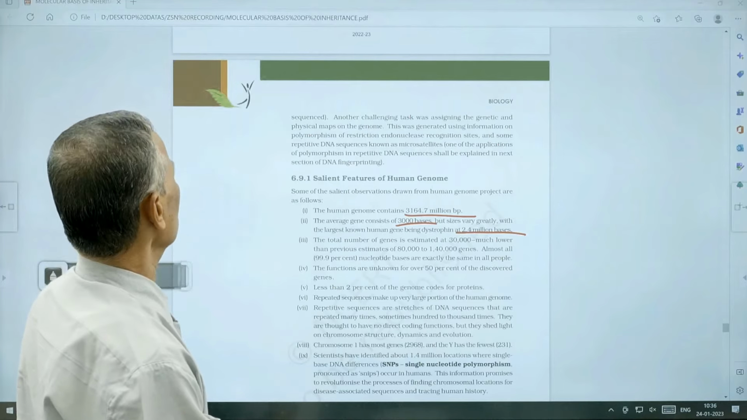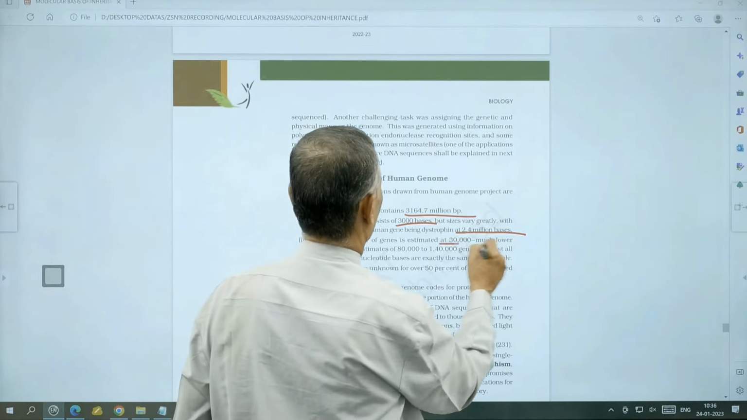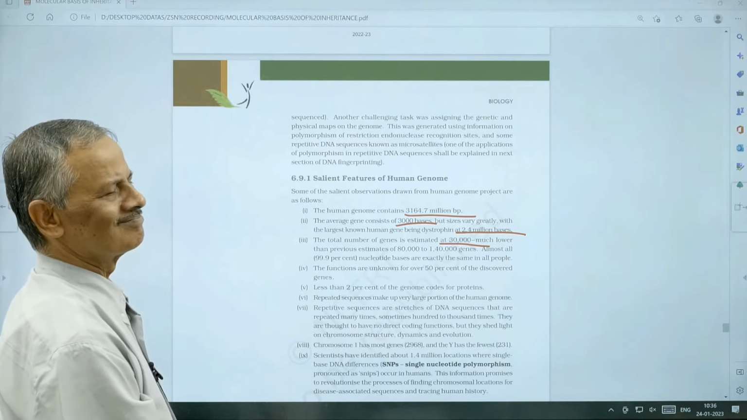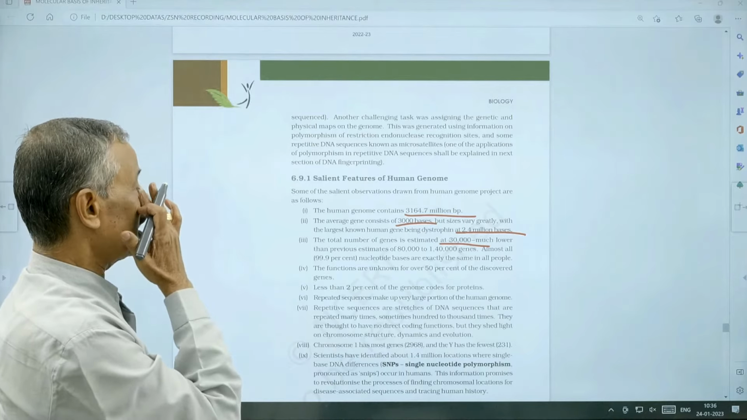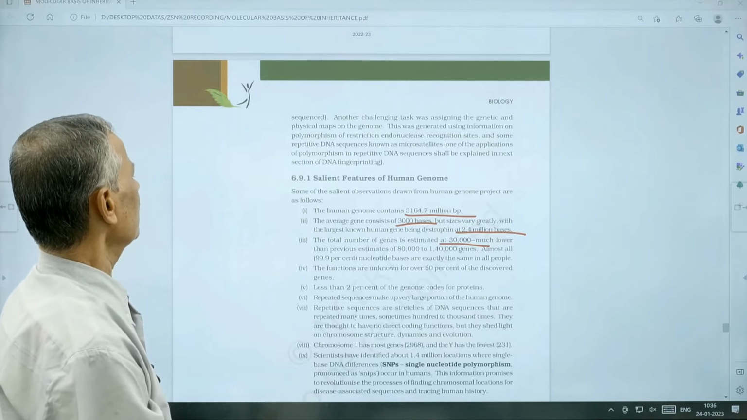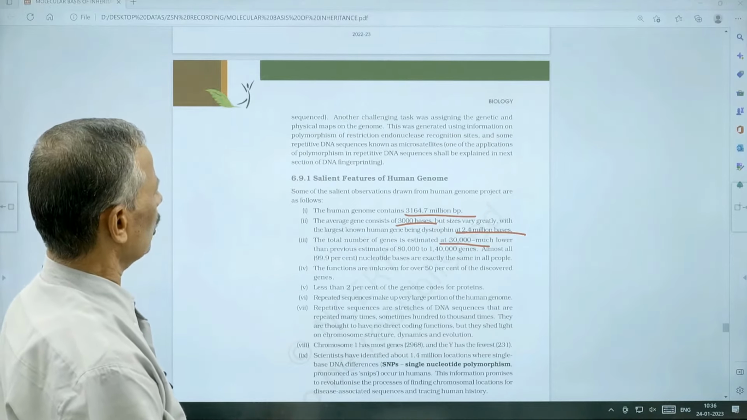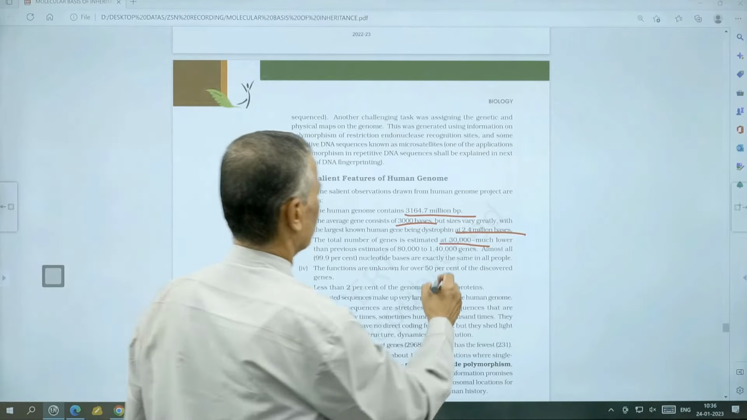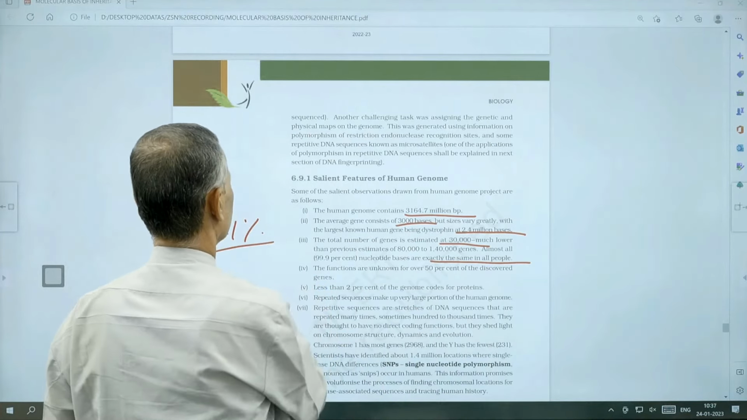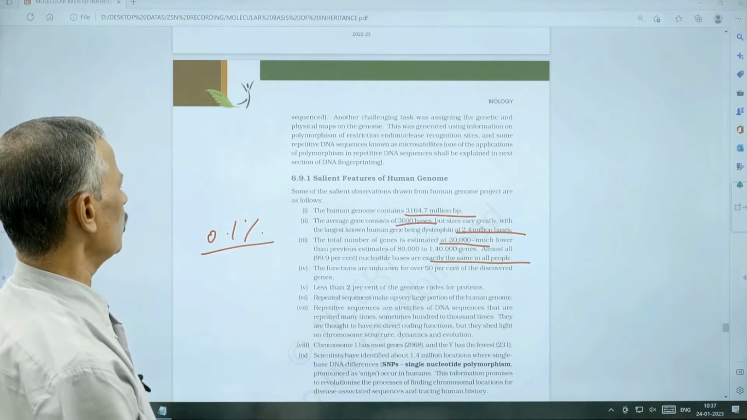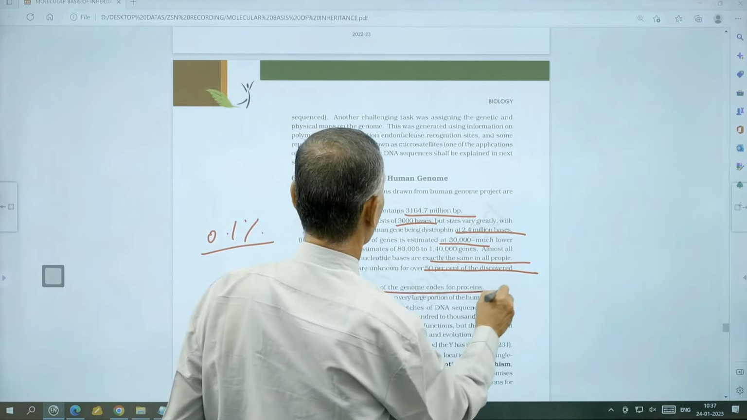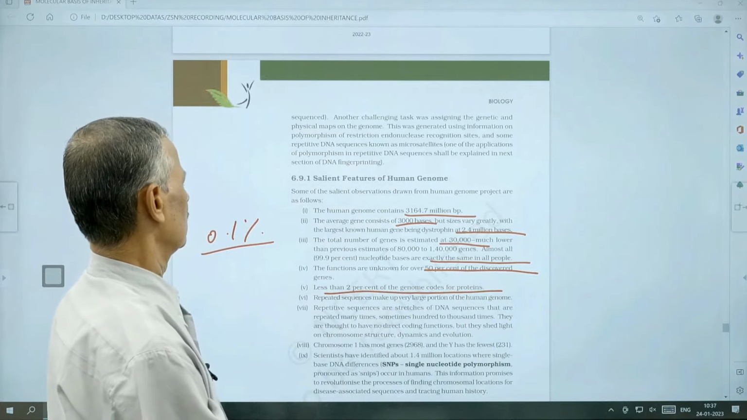We actually have about 30,000 genes. We didn't have the estimated 80,000 to 140,000 genes. And remember that 99.9% of the nucleotide bases are the same for all people. That is, we differ only in 0.1%. And the functions are known for only 50% of discovered genes. Only 2% of the genome codes for protein. What is the role of the others?